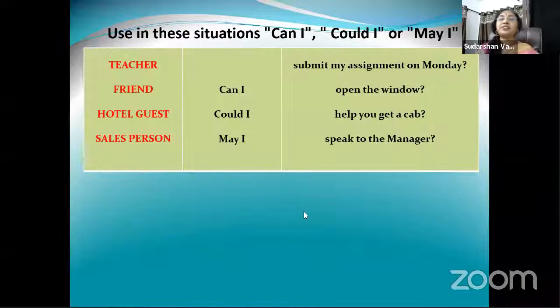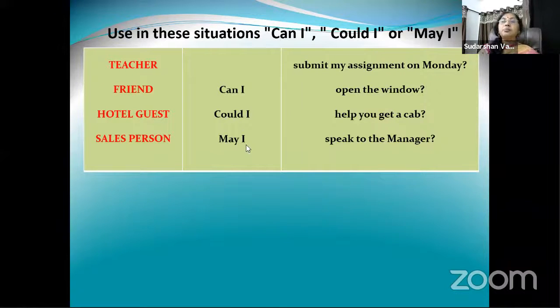What about our country? How do we address a teacher? Or how does the teacher expect you to address the person? Here the example is that of a teacher, but generally, what are the societal expectations? So will you use can I, could I, or may I? And which sentence will you use? May I submit my assignment on Monday? What does this mean? You have not finished your assignment. Actually, you were supposed to submit it today, but you are requesting an extension of time.